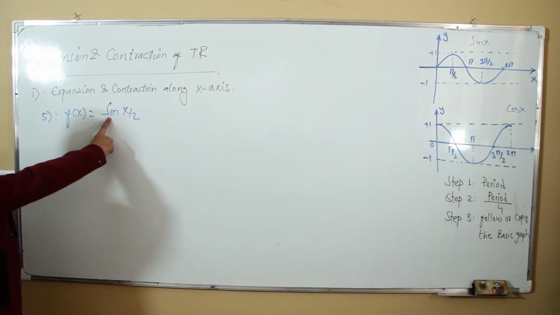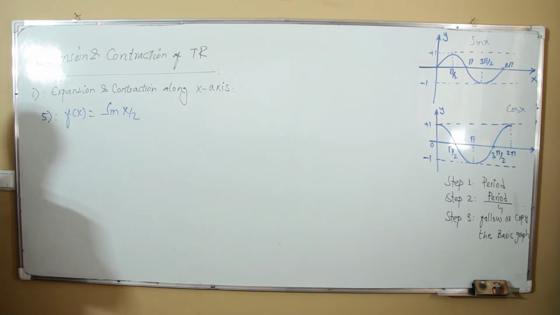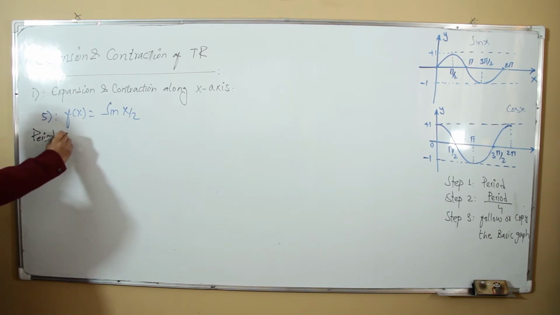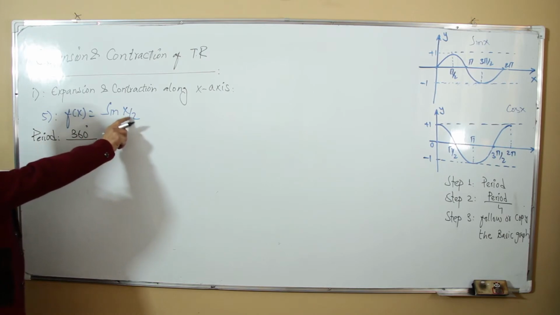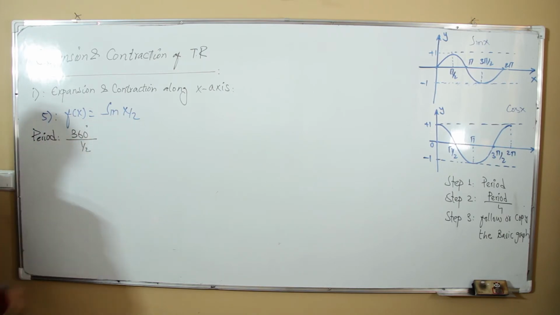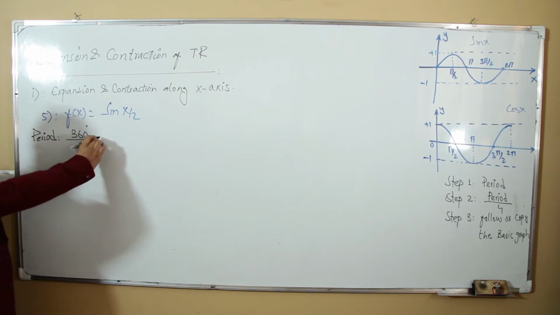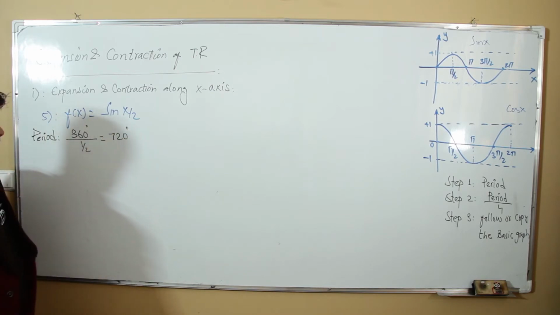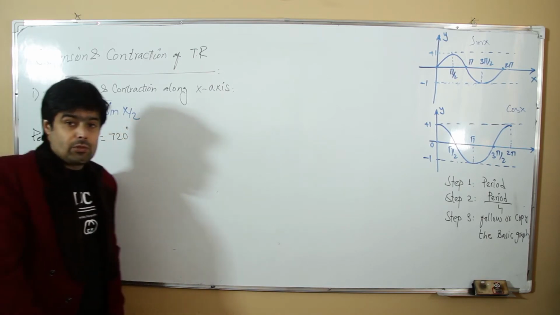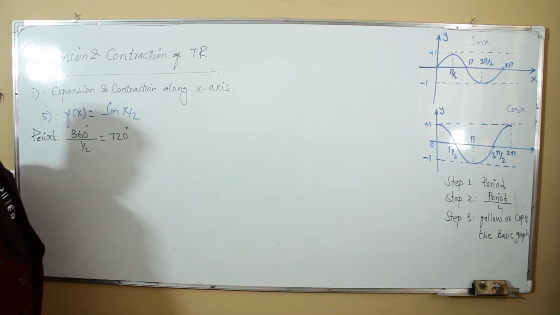The period of sine is 360. First we have to find the period. 360 is for sine. It is sine x by 2, so you have to divide 360 by 1 by 2. This 2 goes to the numerator, so it would be 720. It means our period in sine x by 2 is 720 degrees.